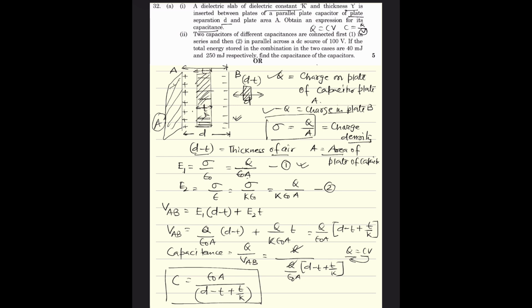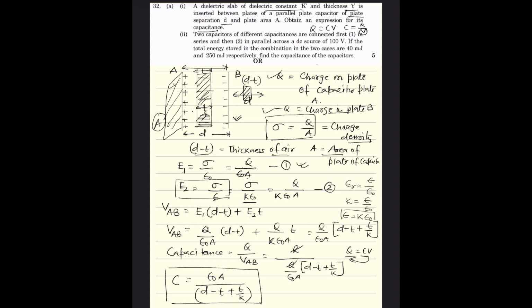Similarly, the intensity inside the dielectric is equal to how much? Sigma by the permittivity of the dielectric, which is K epsilon 0, correct? So what is K? The dielectric constant, the relative permittivity, is the absolute permittivity by the permittivity of air. K is given. So the absolute permittivity is K times epsilon 0, correct? The intensity inside the dielectric is sigma by epsilon, where epsilon is the permittivity of the dielectric, written as the dielectric constant into the permittivity of air.